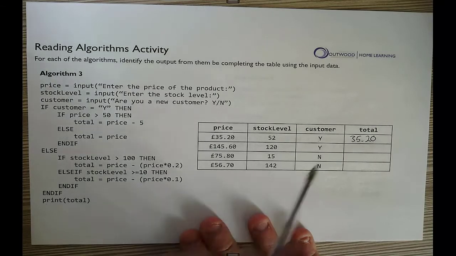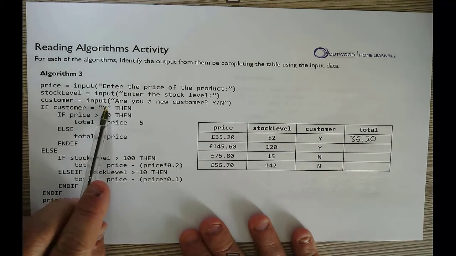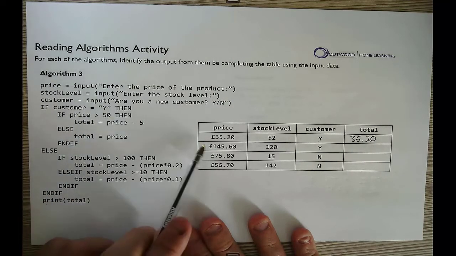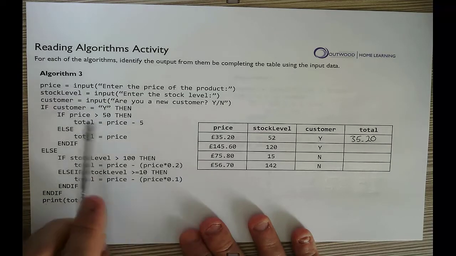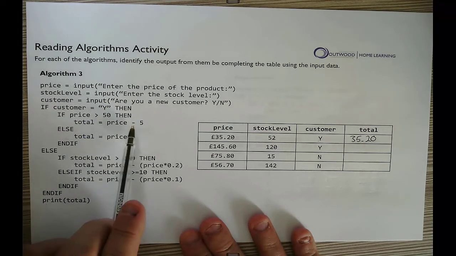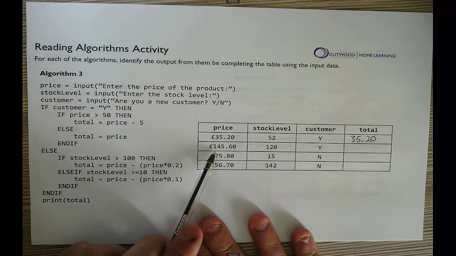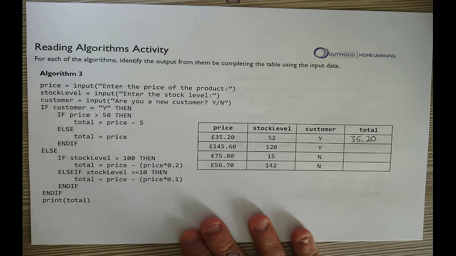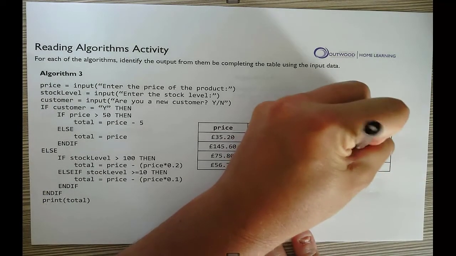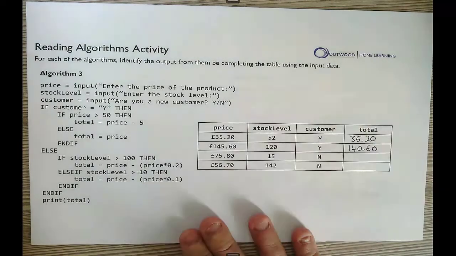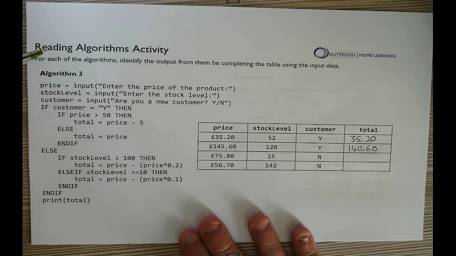Let's do the next one then. We've got customers Y again, great, so let's go into that. So is price greater than 50? Well, it is this time. So the total is the price take away 5. So £145.60 take away 5 is £140.60. We miss the else part and then print out the total. So £140.60. Okay.